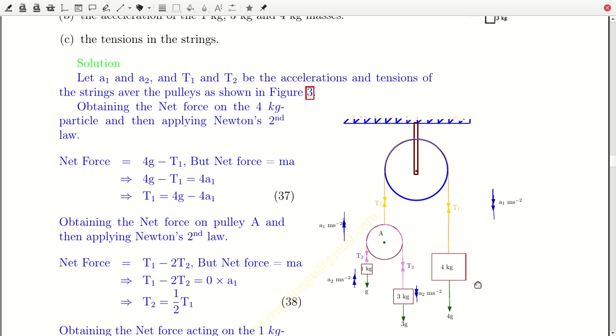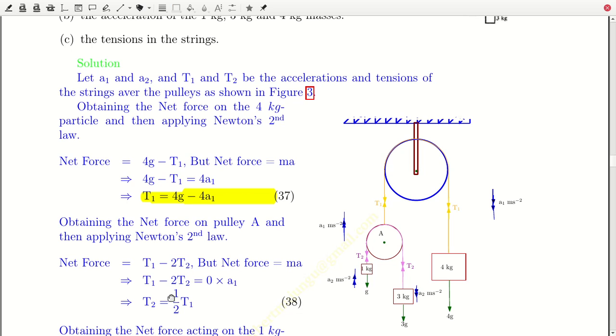Maybe we begin by resolving the forces individually. If we begin with the 4 kilogram mass, our resultant force will be 4G minus T1, which will in turn be equal to 4A1, from Newton's second law. So when you simplify, you get an expression of this type.